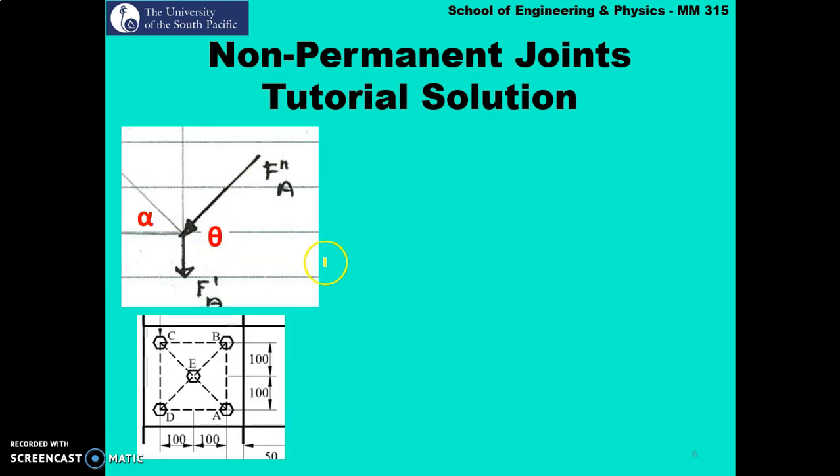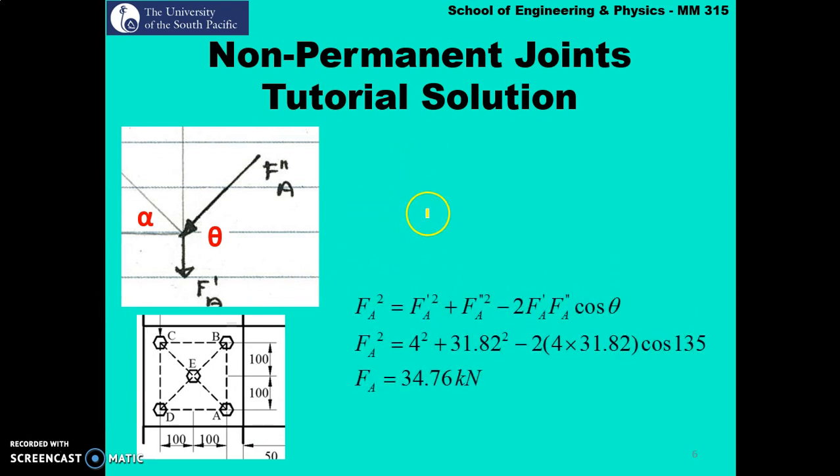The next thing is let's look at the resultant force acting on bolt A. Looking at the bolt pattern, we need to calculate this angle over here, which is given as alpha. So alpha is tan inverse of opposite over adjacent. Opposite was 100 mm, adjacent was 100 mm. So basically your alpha is 45 degrees. To find the resultant, which is over here, we use the cosine rule.